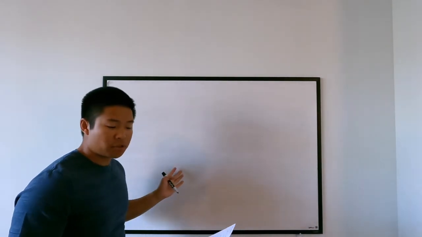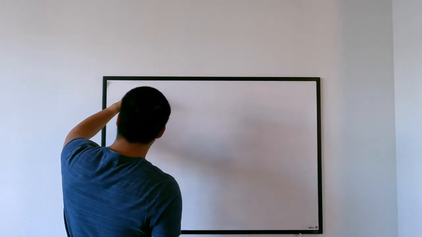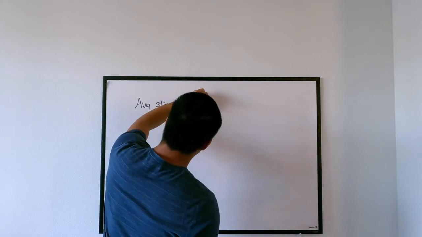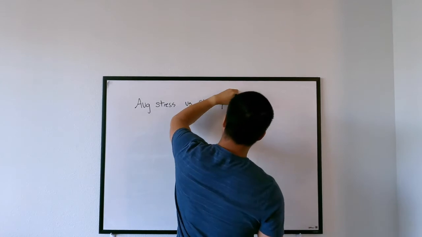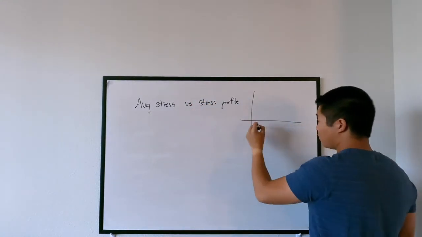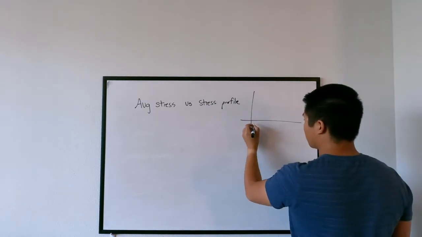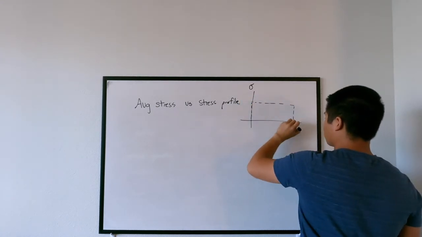All right, so one thing I want to talk about is the average stress versus stress profile, okay? So I just want to make a quick note, average stress versus stress profile. Now, a lot of times you'll find that you calculate the average stress, okay? So the average stress just says throughout the whole cross section, this is the stress. It just turns out to be like this, okay?